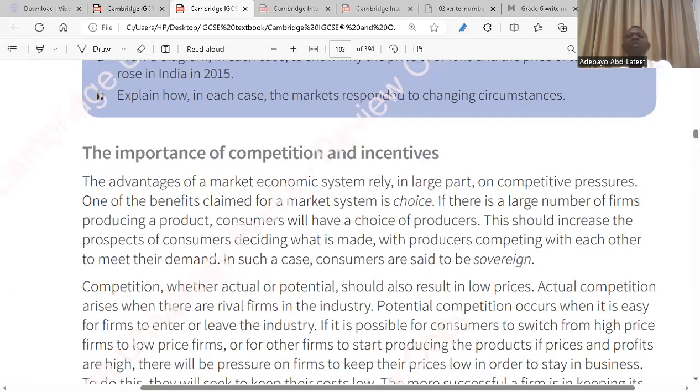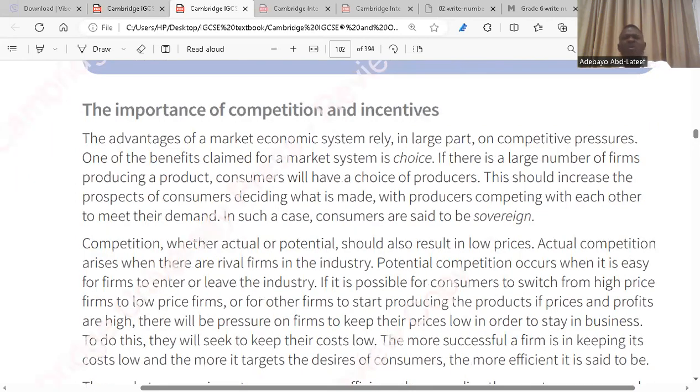So the importance of competition and incentives. What is competition? Competition is the rivalry that exists between firms. Do you get my point here? I said what? Competition is what? The rivalry that exists between firms. So the advantage of a market economy system relies in large part on competitive pressures. One of the benefits claimed for a market system is choice, because there's competition.